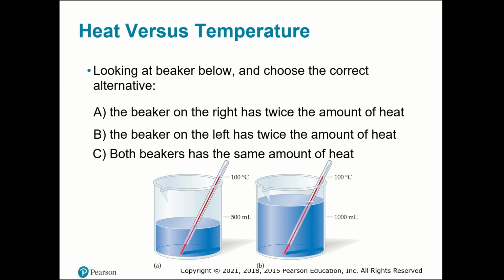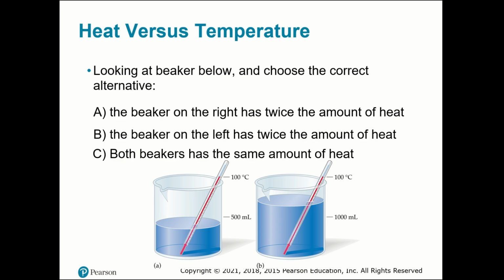So look at those two beakers over there. One has 500 milliliters of water at 100 degrees Celsius, and the second one has 1000 milliliters of water at the same temperature. Can you say that the beaker on the right has twice the amount of heat? Or the beaker on the left has twice the amount of heat? Or both beakers have the same amount of heat? Try it. Tell me, A, B, or C?